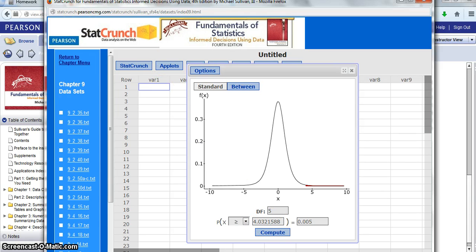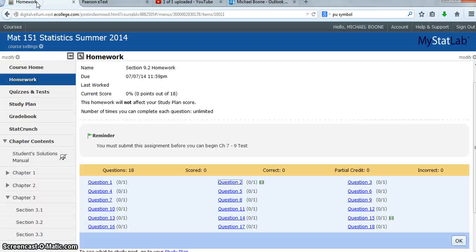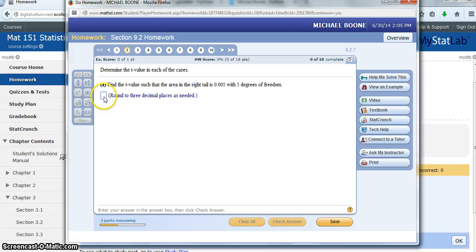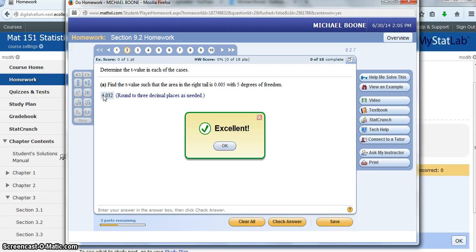They probably say 4.0322. Let's see how many they're looking for. 3 decimal places. 4.032. And so that's how you find t-values for these things.